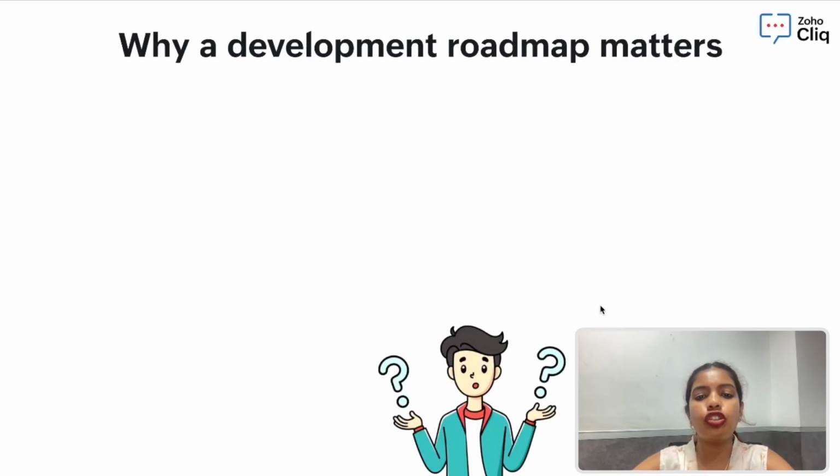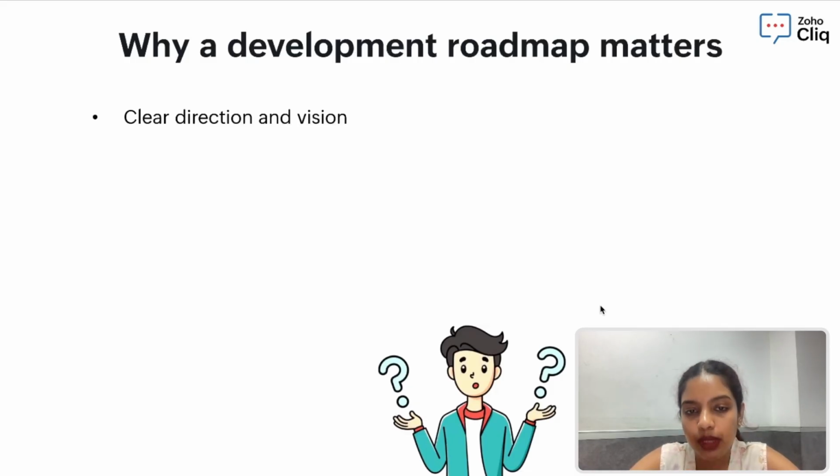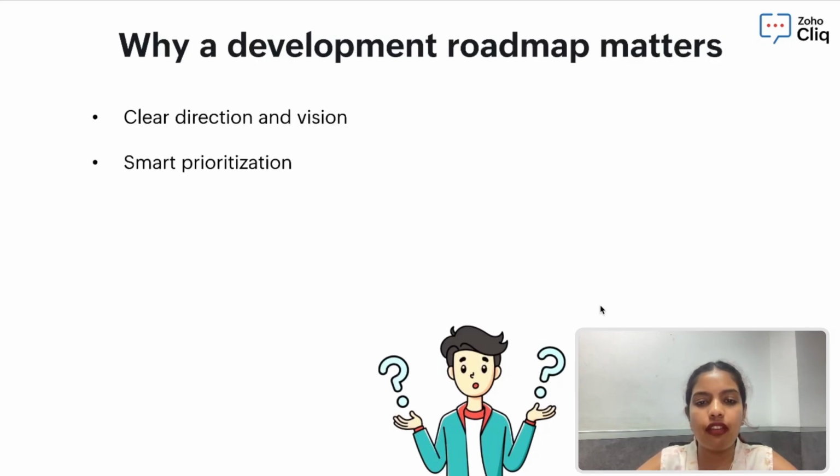So we just walked through the different stages of the roadmap. But why having one matters is a bigger question. Well, for starters, it helps everyone stay on the same page. We know what we're building, why we're building it, and how it fits into the bigger picture. So no one is working in silos or guessing what comes next. It also helps us stay focused. There are always a ton of great ideas floating around, but a roadmap helps us figure out which ones to tackle first and which ones can wait.